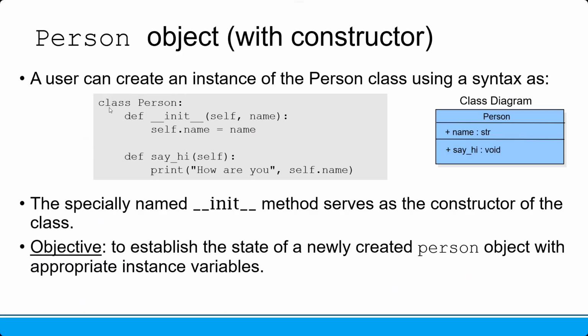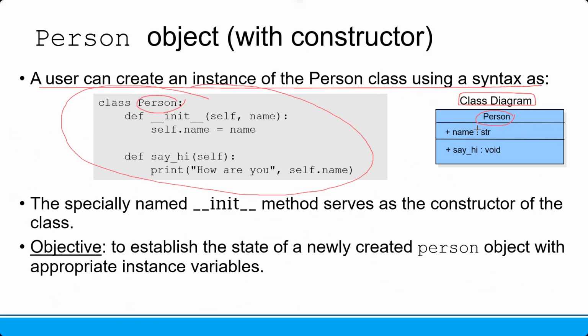So we can create a class person. A user can create an instance of the person class using a syntax. So let's look at this one. This is a class, and the class diagram can be seen like this. The person is the class name. And then we have one attribute, or one data member, which is name. And then we have one method, which is say hi.